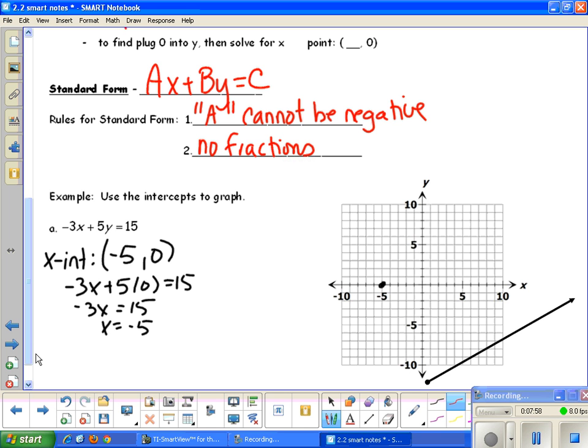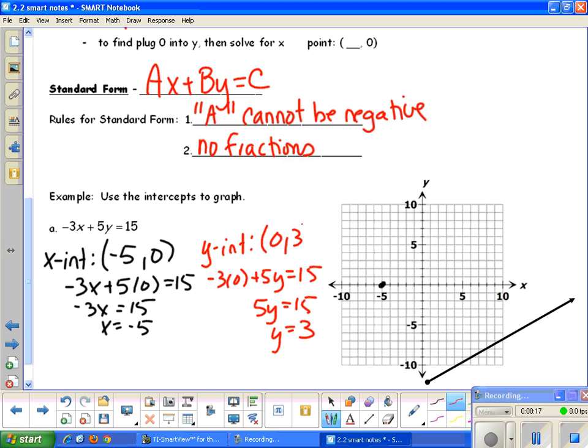So then the y-intercept, we're going to plug 0 in for x and solve. So when I do this, I get 0 plus 5y, so 5y equals 15, so y is equal to 3. So then to write this as an ordered pair, we would have 0, comma 3, and again, this will be on your y-axis, so over 0, up 3.